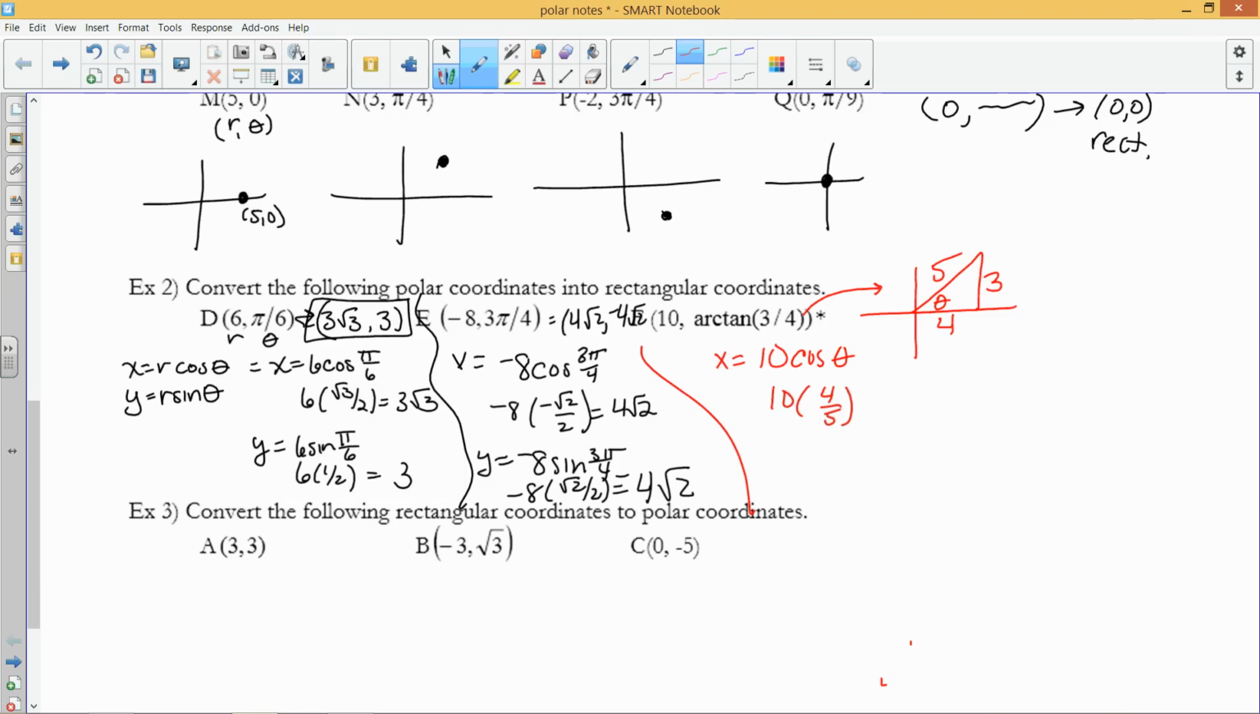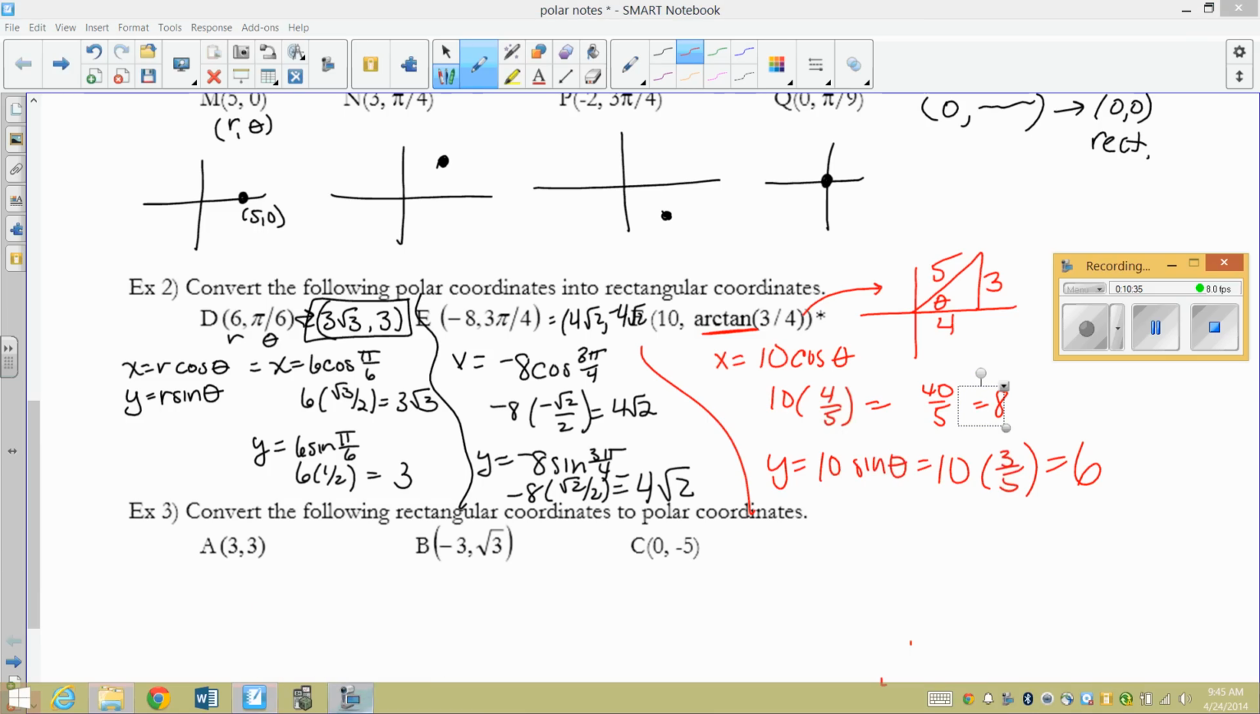Now wait, how did I know what that was in the first quadrant? Well, arctan always implies that your angle is in either quadrant 4 or quadrant 1. And since it was positive, I know it's in quadrant 1. So 10 times 4/5 is going to be 40/5, which is 8. And then y would be 10 times the sine of theta, which is 10 times 3/5, or 6.